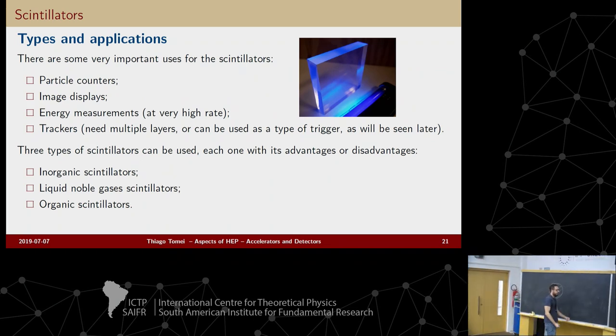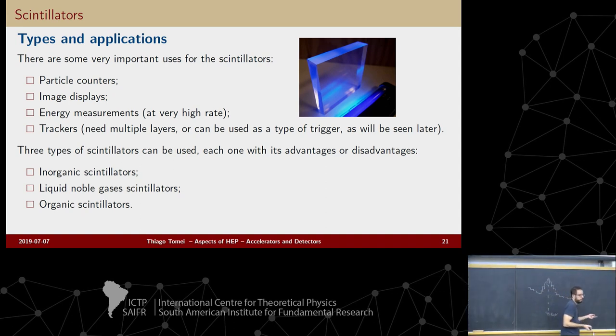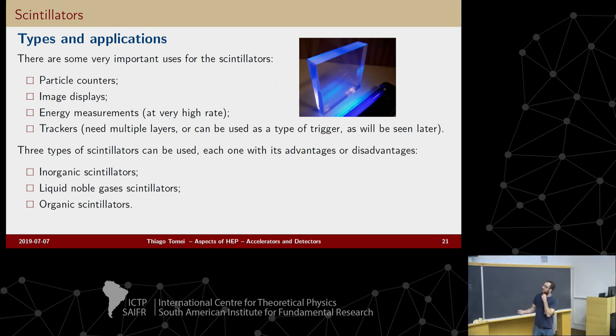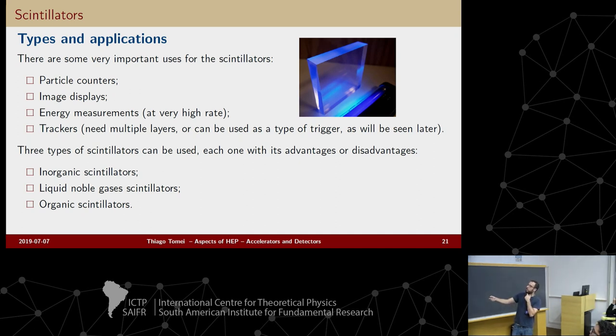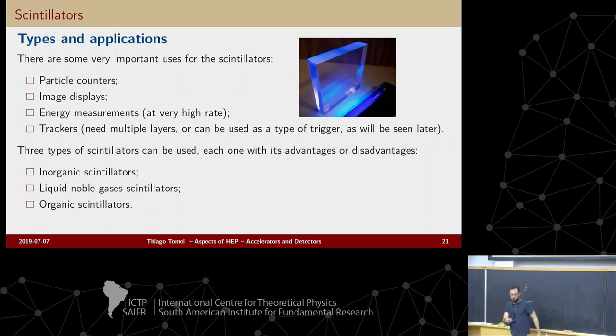Scintillators are used everywhere, okay? You can make particle counters, image displays, you can make trackers out of it, you can use it to measure energy, because the amount of light emitted is a function of the energy of the particle. And then you can calibrate this and measure it. It's not necessarily linear, but it may be close to linear, and then the amount of light is proportional to the energy of the impinging particle. I'm not going to speak more about this. There are types of scintillators: inorganic, liquid noble gases, organic. I'm just putting these words here because if you're interested, you can follow and search for more.